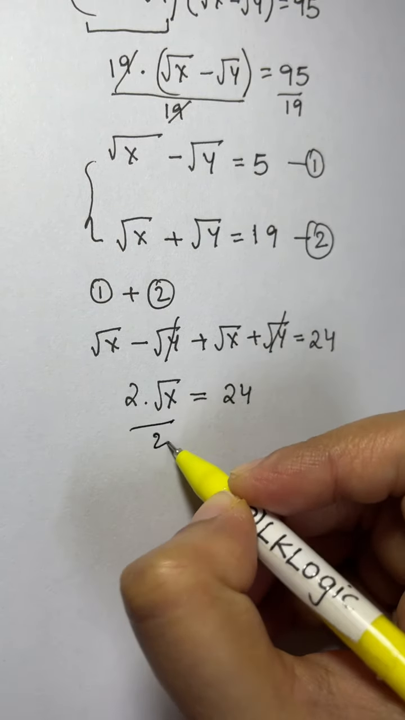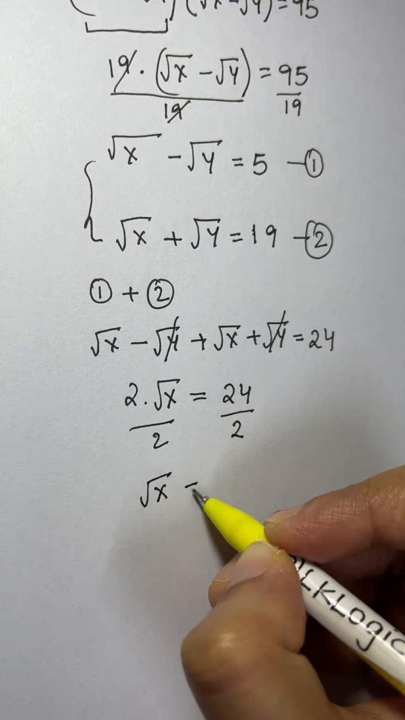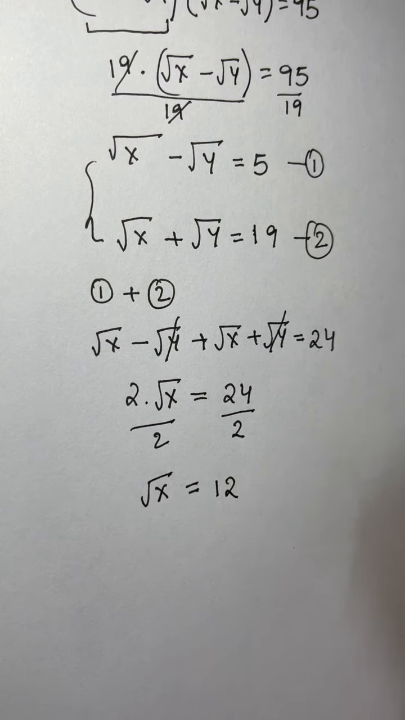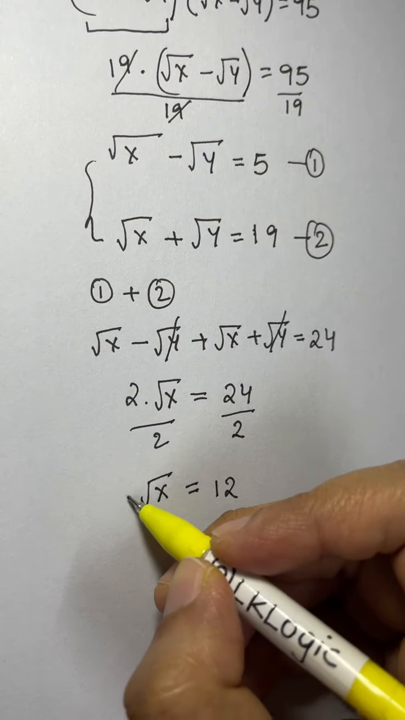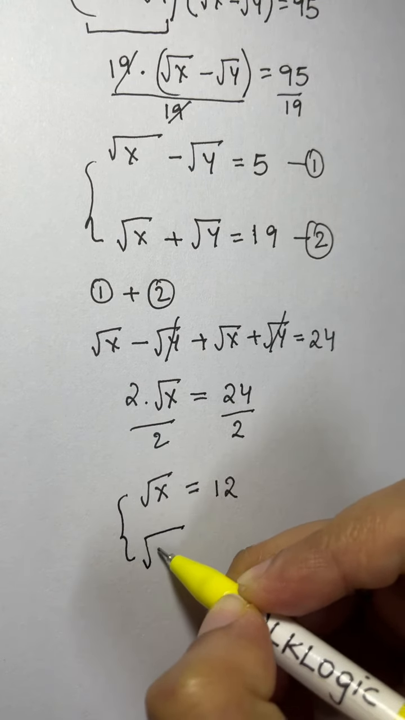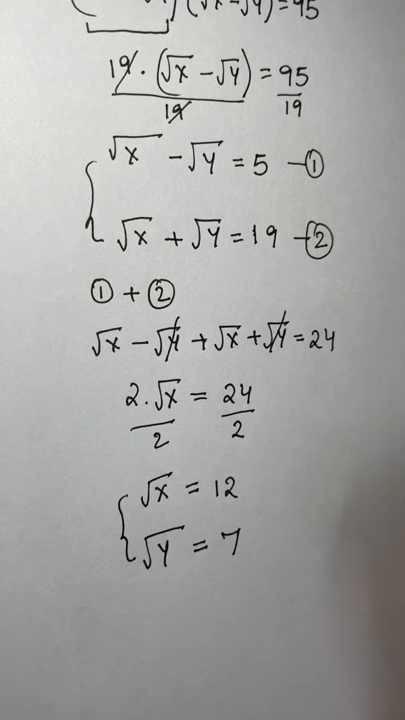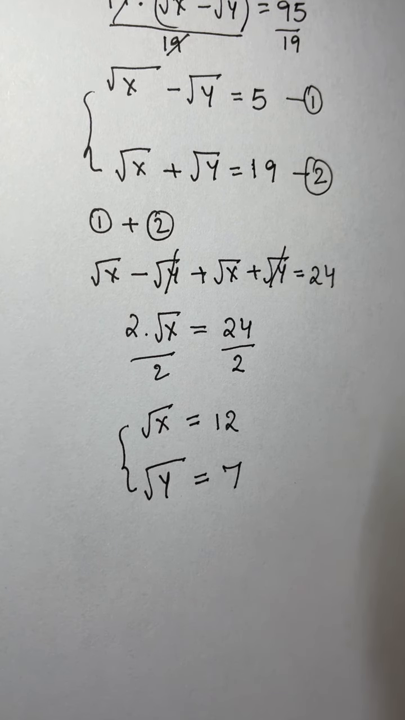Now you can easily find out, right? Divide both sides by 2. What do you get? You just get square root of x is equal to 24 by 2 is 12. You've got the value of square root of x, just plug it into this one to get the value of y, and you get the value of y as square root of y is 7. Alright, now you've got square root of x and square root of y. What about x and y? So here we have square root of x and y.